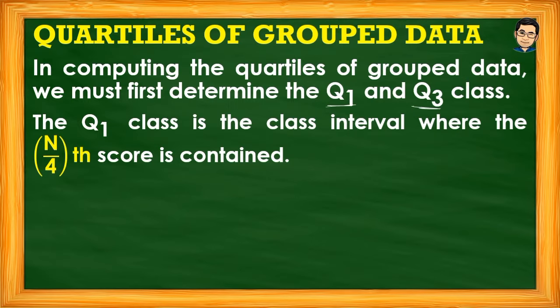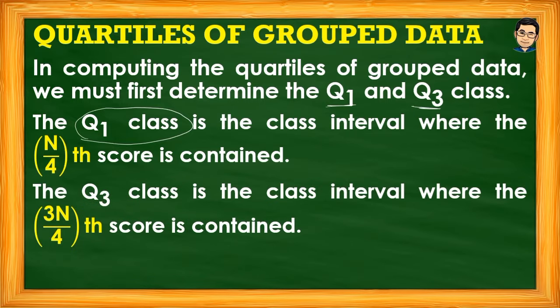So the Q sub 1 class is the class interval where the n over 4th score is contained. Yung location ng ating lower quartile, ito po yung tinatawag natin in grouped data as Q sub 1 class. Where n, ito po yung total frequency. Halimbawa, there are 40 students, n is equal to 40. Age of 10 students, that n is equal to 10. Dito, yung n po natin is greater than 30 na, since grouped data po ang ating pinag-uusapan.